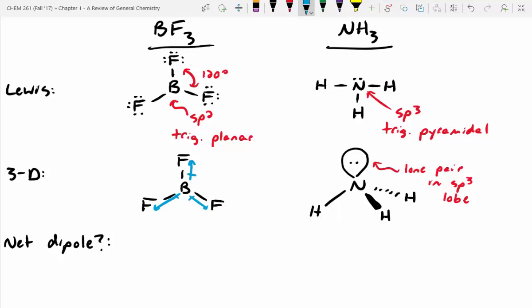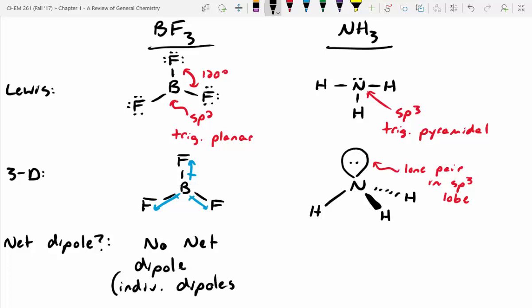All right, does this have a net dipole? No. Why not? Yeah, they're pulling in equal and opposite directions, right? So it's kind of like having a tug of war where both people are equally strong. Nobody's going to win, right? So in this case, there's no net dipole because you're pulling in equal and opposite directions. So the individual dipoles cancel.